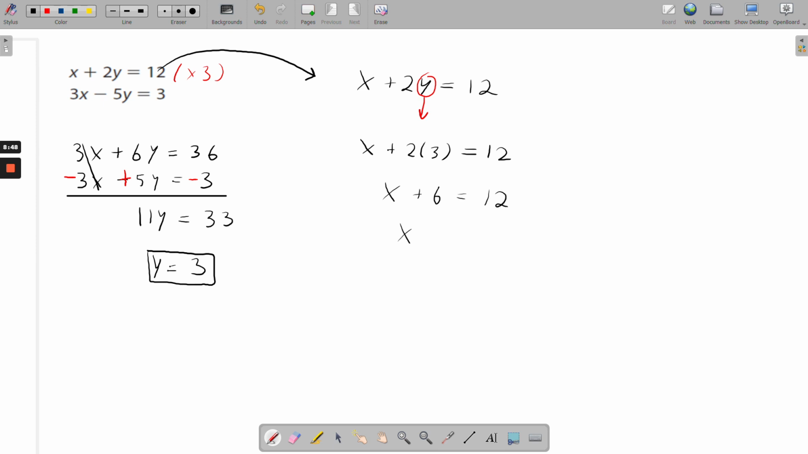Bring the 6 over, and I'll do this step by step. So we'll go 12, bring our 6 over to this side here, and when you bring it over, you just need to change its sign from a plus to a minus. So you get x is equal to 6.